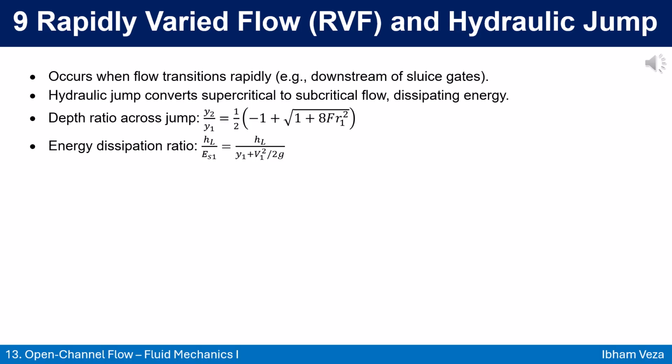You've likely seen it where fast-moving water suddenly rises and slows down, like downstream of a sluice gate or spillway. A hydraulic jump is nature's way of converting dangerous supercritical flow into a more stable subcritical one. It's not just a change in flow regime, it's also a powerful energy dissipation mechanism. The turbulent mixing in a hydraulic jump releases excess energy, protecting downstream structures from erosion and damage.